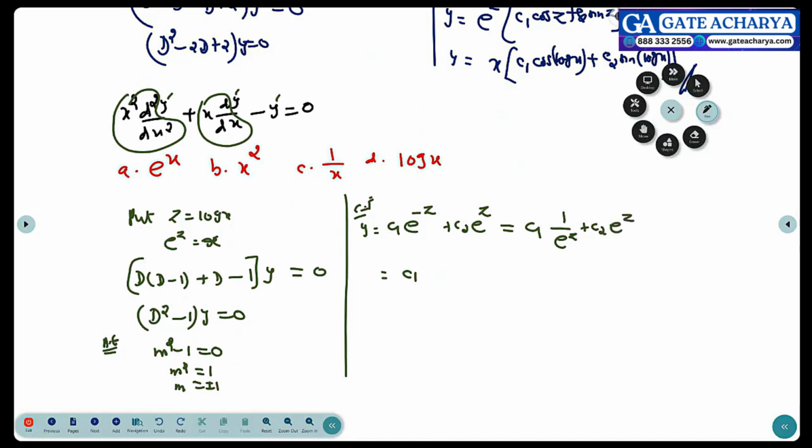So what is e power z? e power z is x. So the answer is c1 by x plus c2 x. Whether you write c1 x plus c2 by x, the constants are arbitrary. So y is equal to c1 by x plus c2 x. That's the final solution.